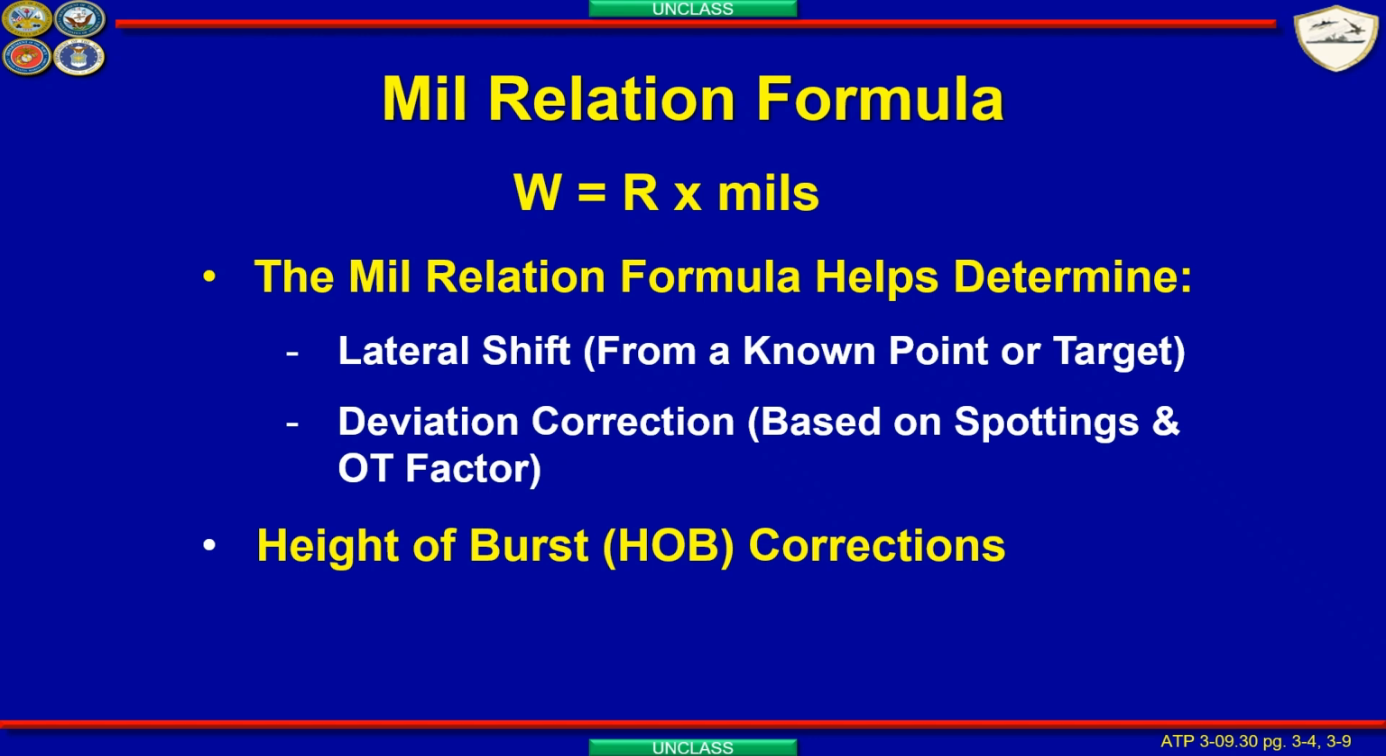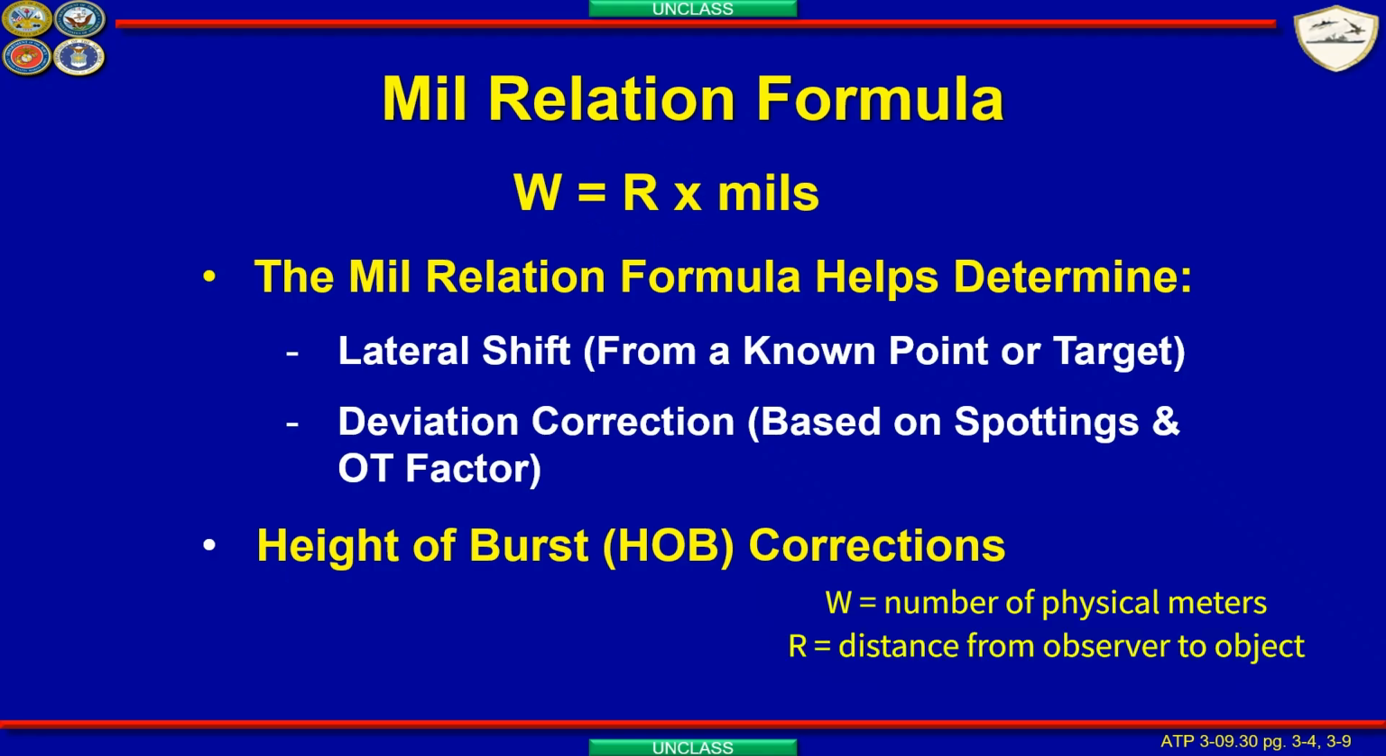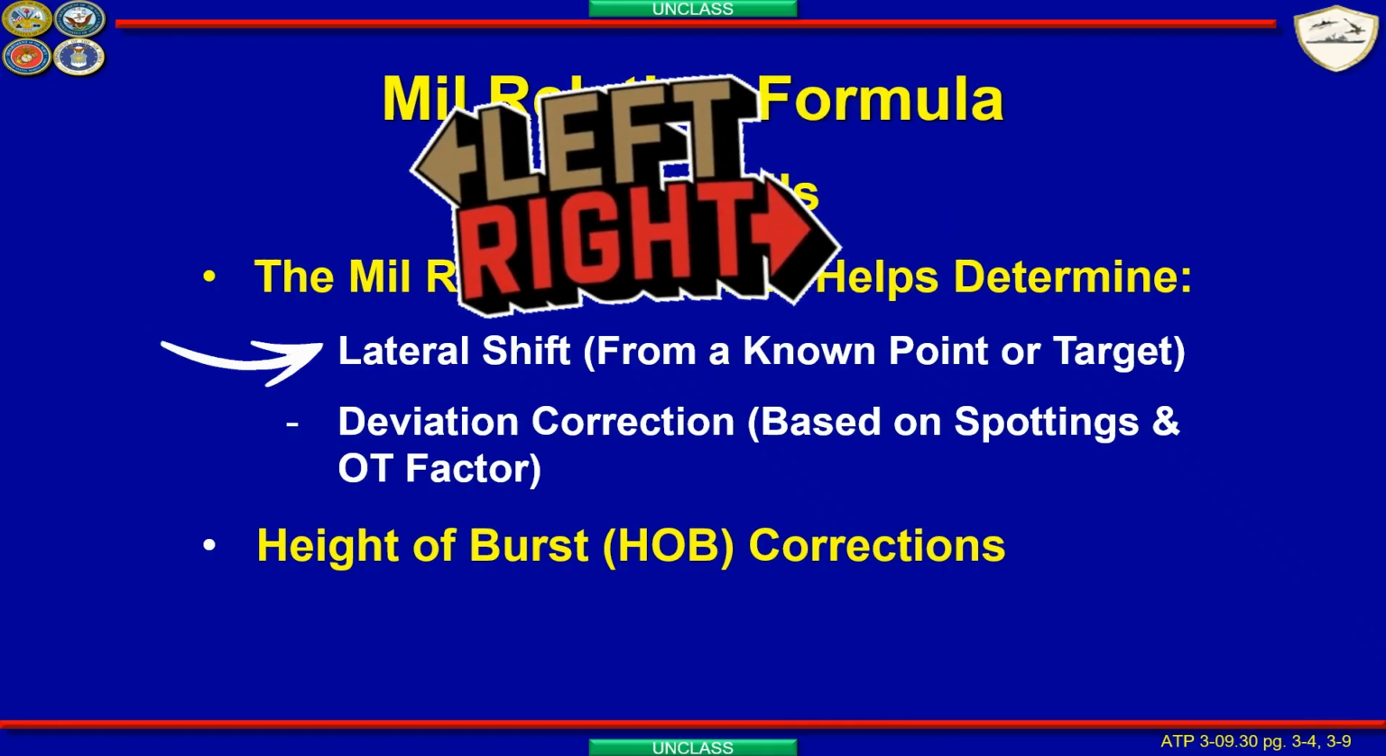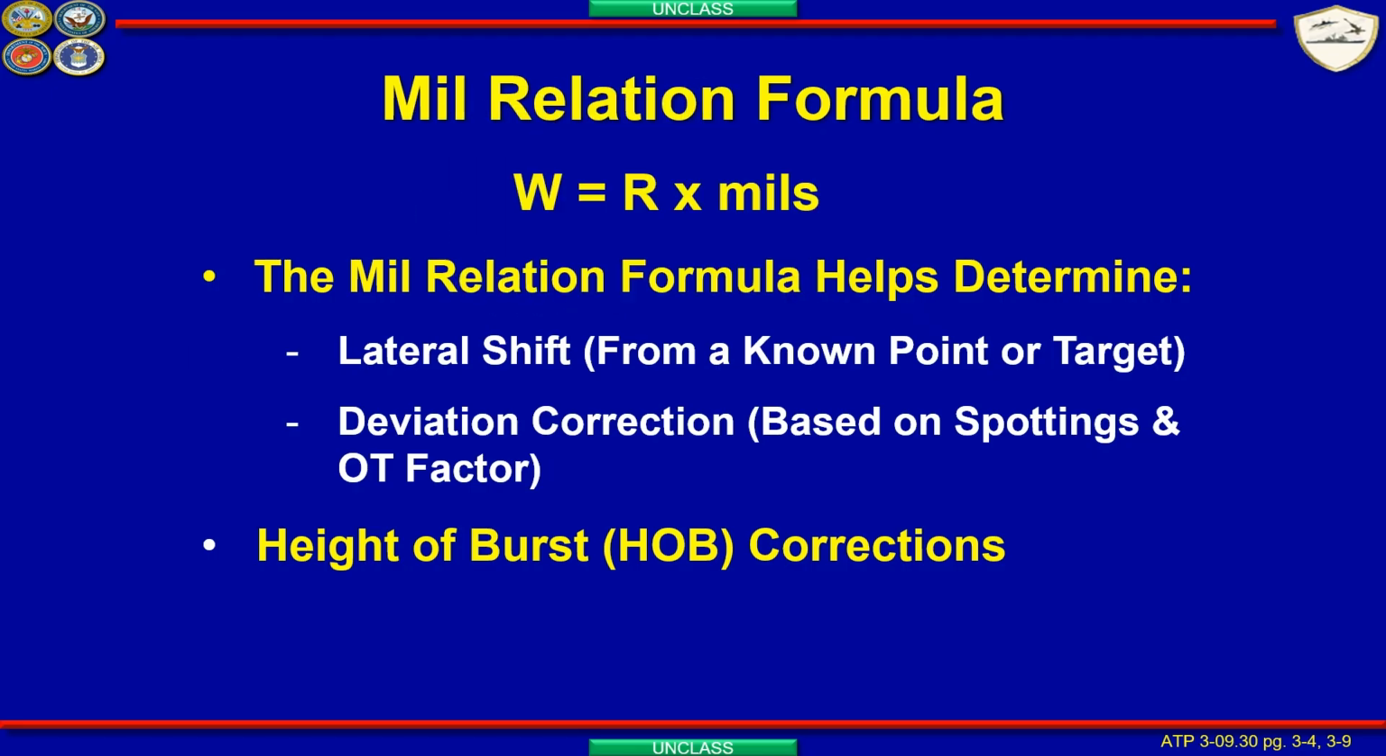The goal of the Mil relation formula is to determine W, the number of physical meters, by multiplying R, the distance from the observer to the object, times the number of mils observed. This formula is applied for lateral shift determinations, such as when identifying new data points, and for determining deviation corrections during calls for fire. Additionally, this formula is used when determining height of burst corrections. Let's take a look at an observer using this formula in action.